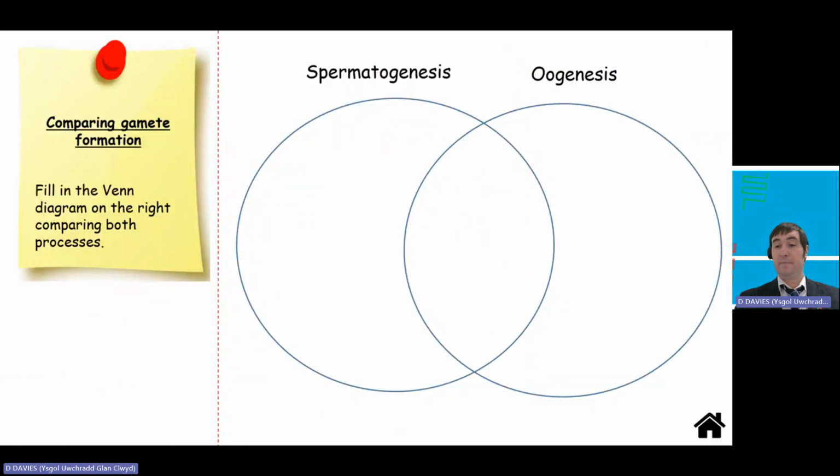So that is gametogenesis, the production of gametes. So there's spermatogenesis and oogenesis there. I would like you to be able to fill in that Venn diagram. What are the similarities and what are the differences between spermatogenesis and oogenesis? You can stop the video and carry that out if you would like.